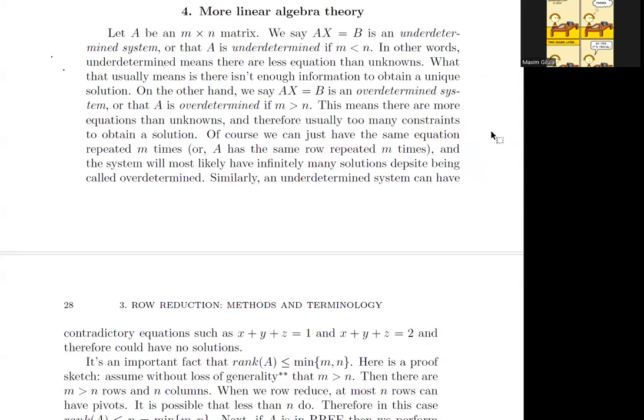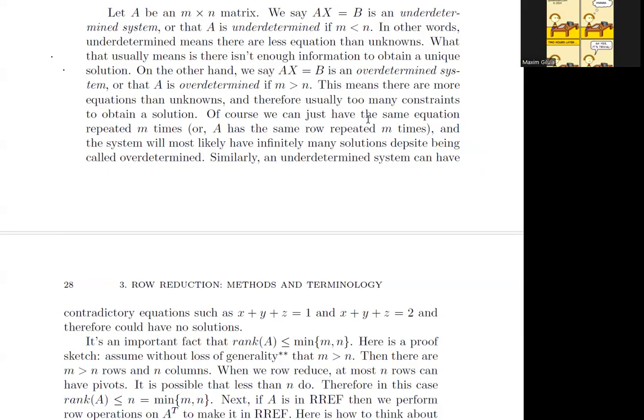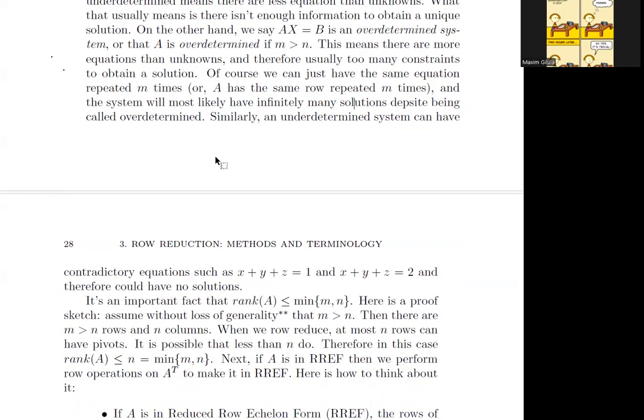On the other hand, we say Ax = b is an overdetermined system if m is greater than n. So there are more equations than unknowns, and therefore too many constraints to obtain a solution. Of course, we can just have the same equation repeated m times, like x plus y plus z equals 1. Then the system will have infinitely many solutions, despite being called overdetermined.